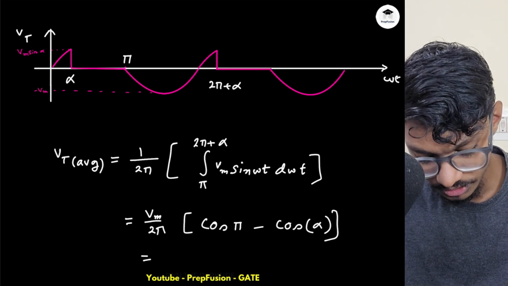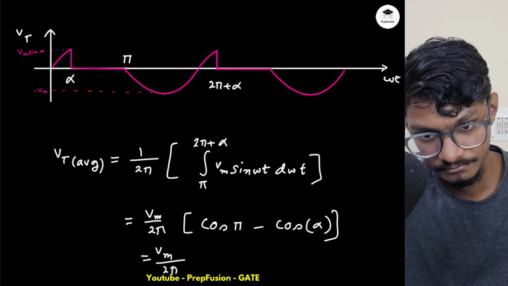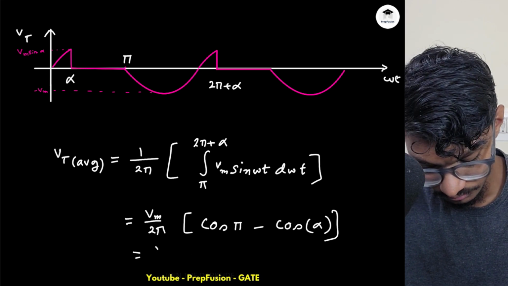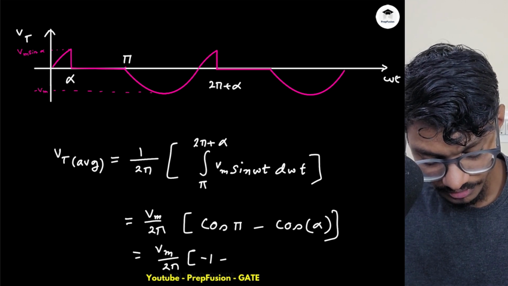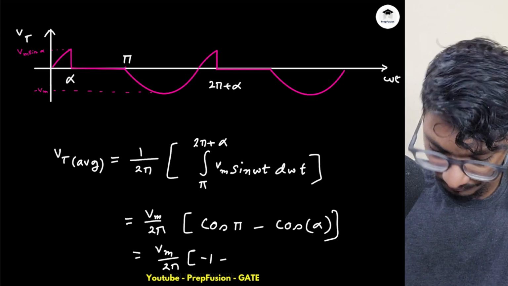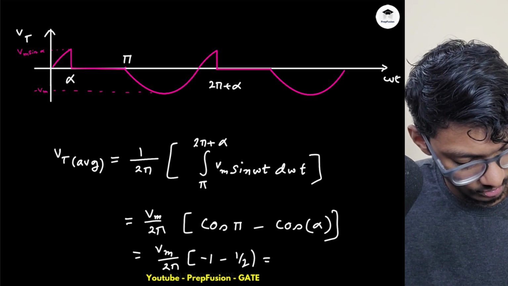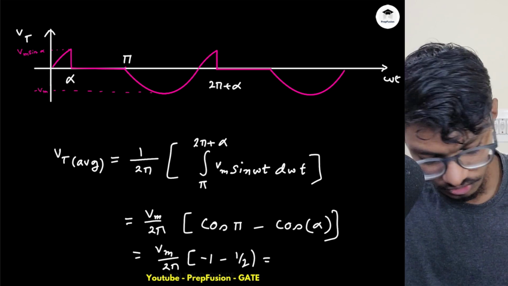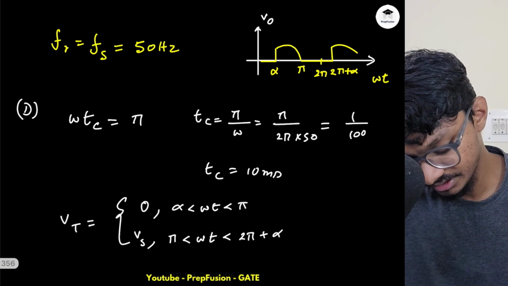So this will be equals to Vm by 2 pi into minus 1 minus cos of alpha. So what is cos of alpha? Cos of alpha is cos of pi by 3. So cos of 60 is half, right? So this will be 325 divided by 2 divided by pi into 3 divided by 2, and this will be minus 77.588 volts.